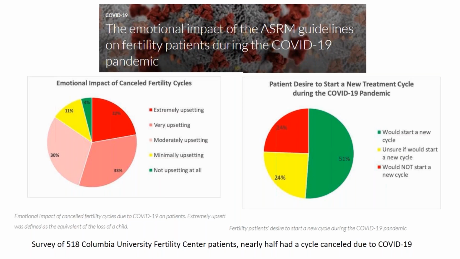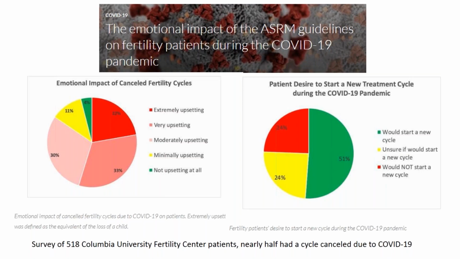We wanted a rapid response, so these results were collected within 48 hours, and we got over 500 responses. About half of these patients had had a cycle canceled or an upcoming cycle plan not initiated due to the pandemic. Most of these were IVF or egg freezing or FET cycles. And 96% of these patients found having a cycle canceled to be upsetting, with 22% of them finding it extremely upsetting, even the equivalent of what it would feel like to lose a child.